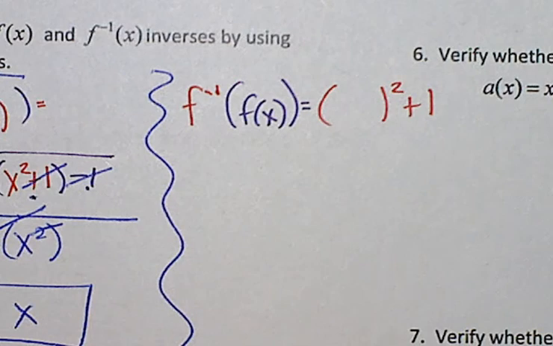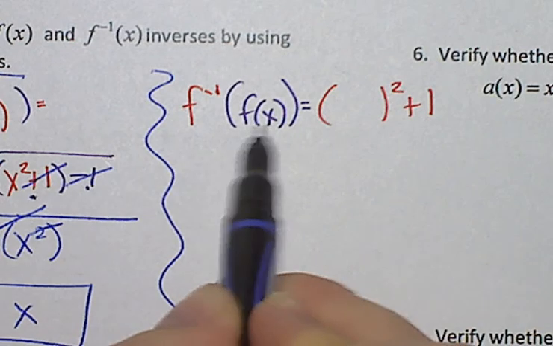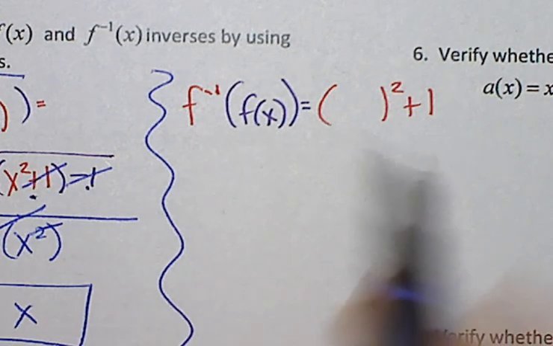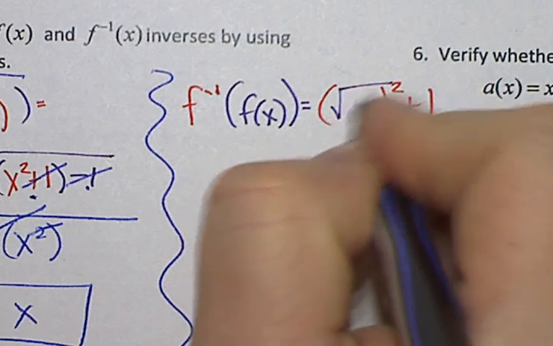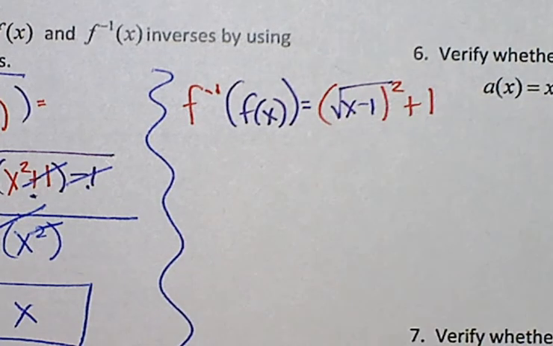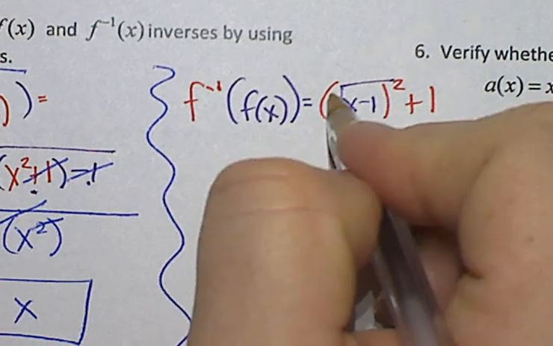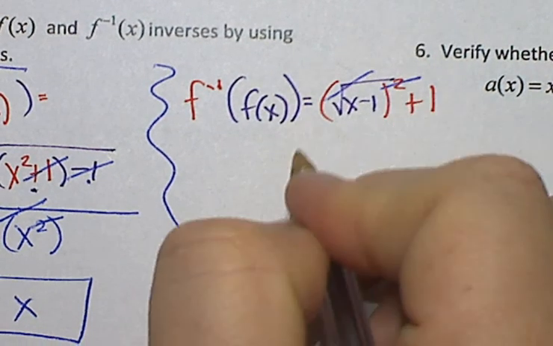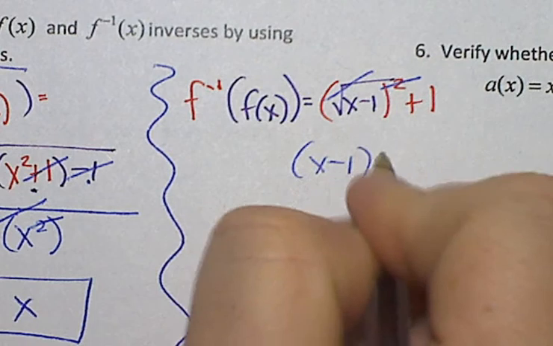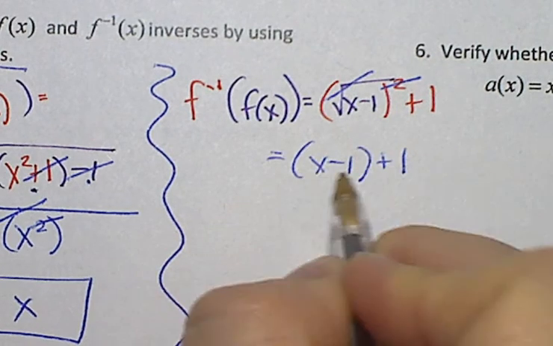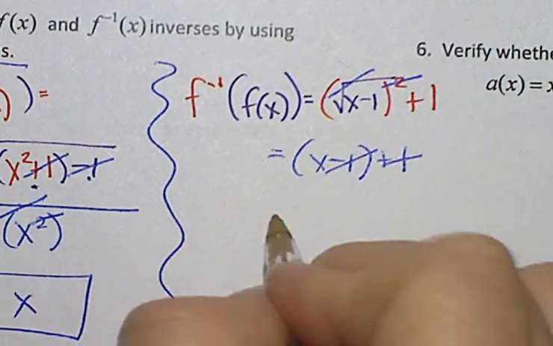Remember, wherever you see a variable, you're going to leave it blank with a parenthesis. Inside that parenthesis, I'm going to put the equation for the f of x function, which was the square root of x minus 1. Okay, let's simplify. The square root and the square cancel out, and I bring down x minus 1 plus 1. The minus 1 and the plus 1 cancel out, and I simply bring down x.